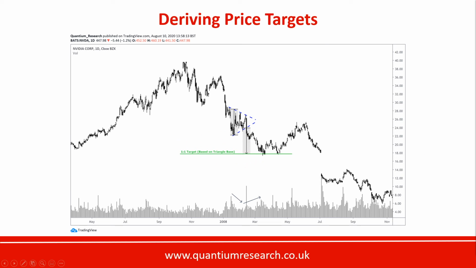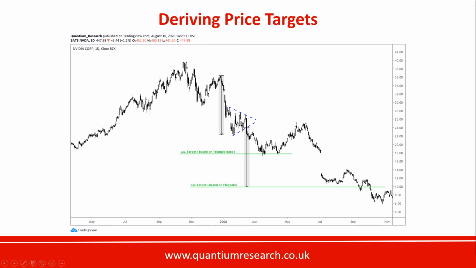And again, we see volume declining to low levels as the triangle develops. Triangle's developing here, and you can see volume is declining. And as the breakout occurs towards the downside on this bearish pennant, you can see volume expands. And we can use the flagpole to get an even lower target if we're looking for a larger move to the downside. And you can also see that that target was met later on.